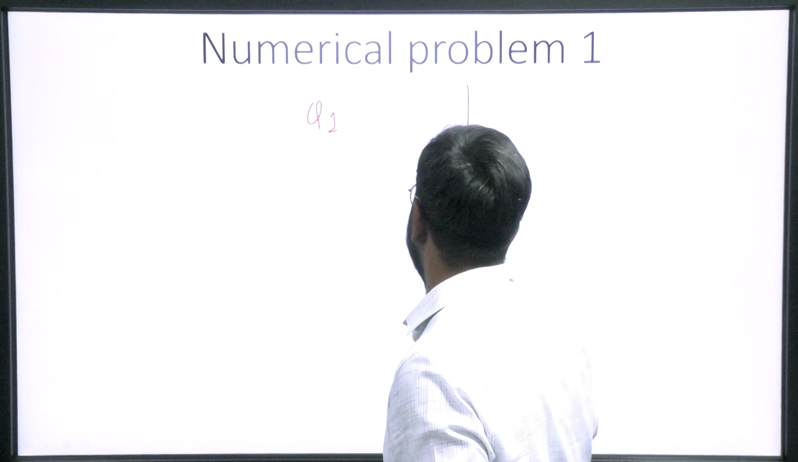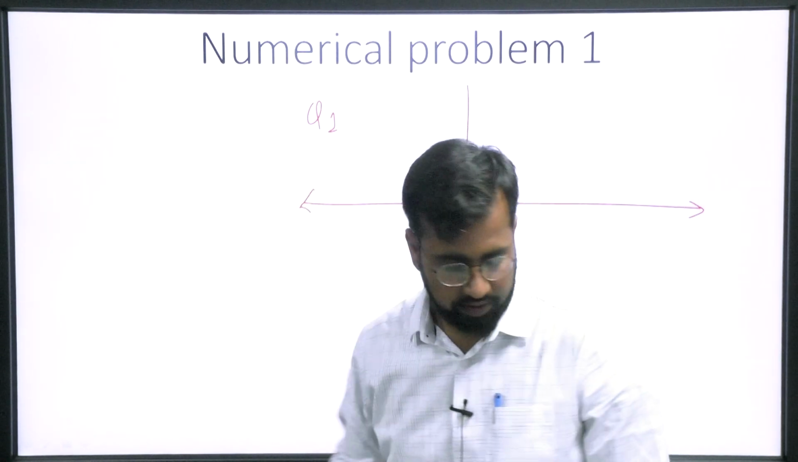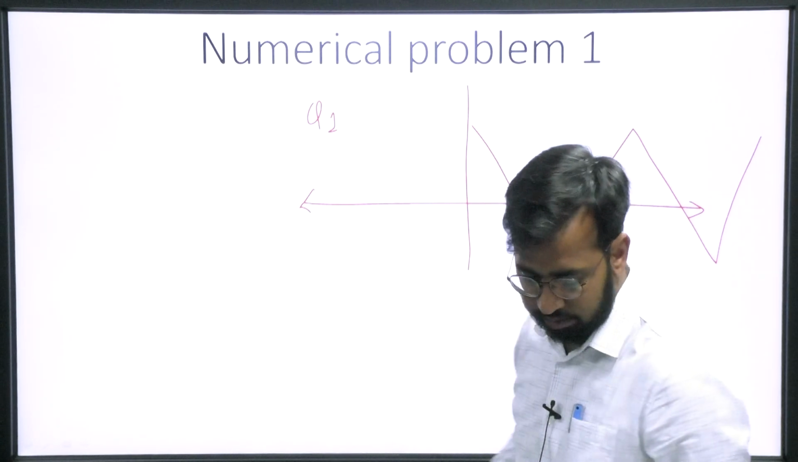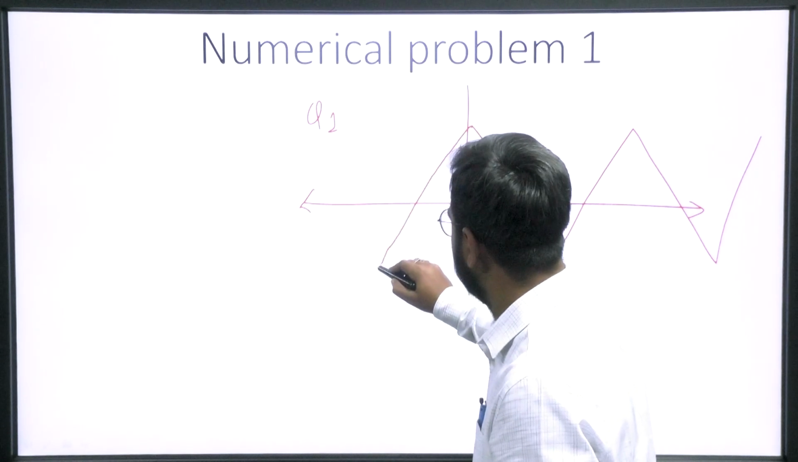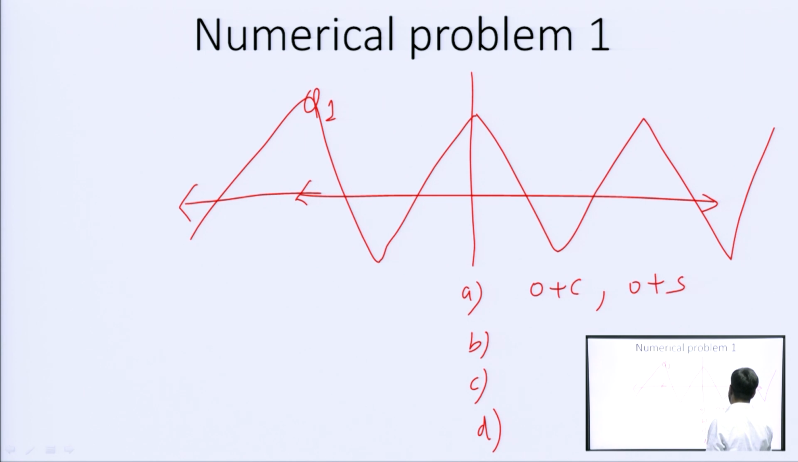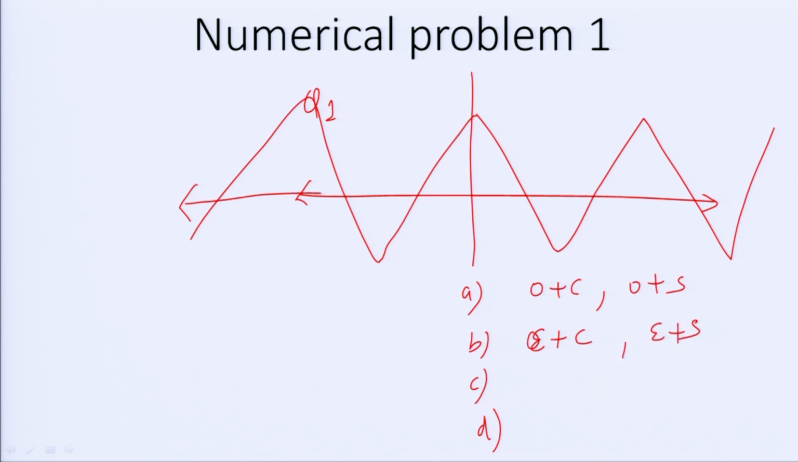When we see a few numericals, we will see how these properties are useful for solving them. For example, suppose we are solving the first question. We are having a signal like this, and it gives you 4 options A, B, C, D: odd cosine terms plus odd sine terms, even cosine terms with even sine terms, odd cosine terms, or even sine terms. So this is the problem.